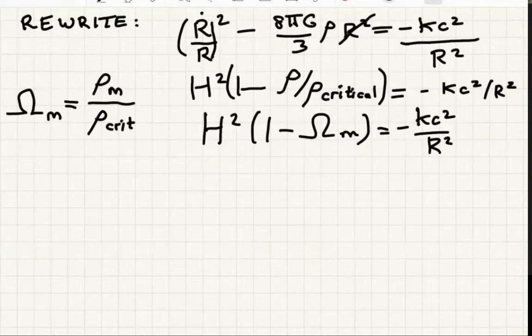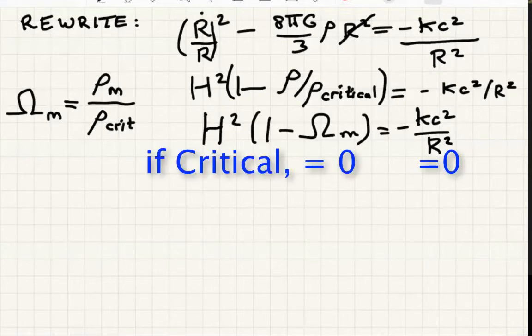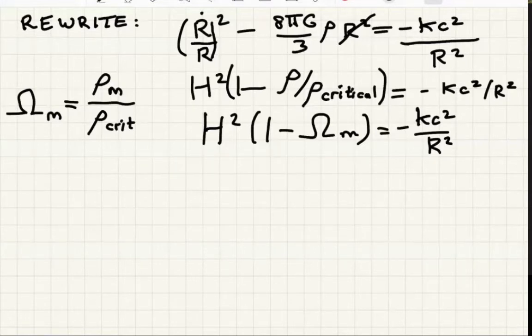A perfectly critical density universe starts out as a critical density universe, continues as a critical density universe, and always, if it was tuned exactly perfectly at the beginning, remains a critical density universe. H was r dot over r. So if I multiply both sides by r squared, then I'm going to get a formula for r dot.